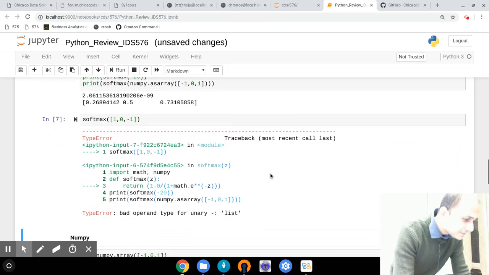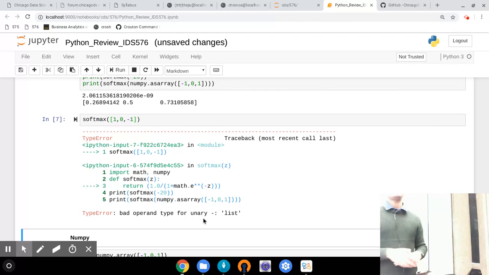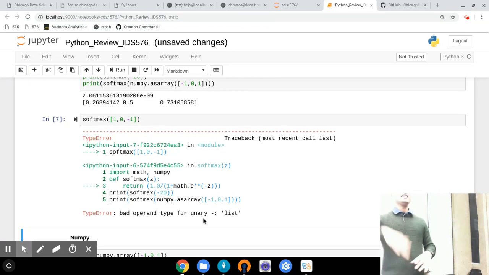Type error. Bad operand type, so there's some issue here. Okay, so you can't pass a list. The math function doesn't know how to do e to the power of some list. You cannot do that.